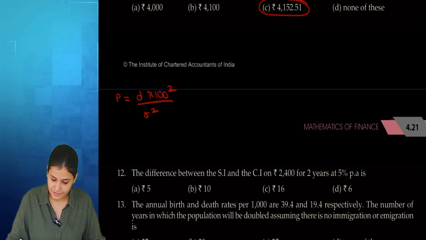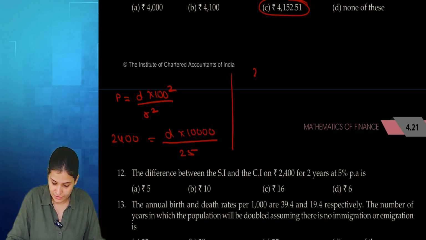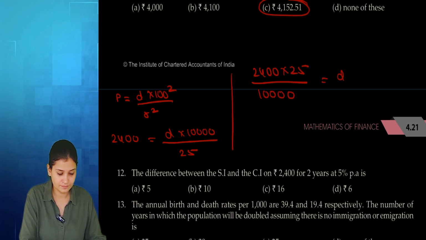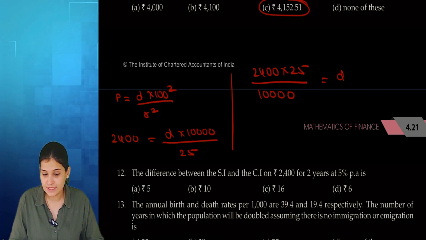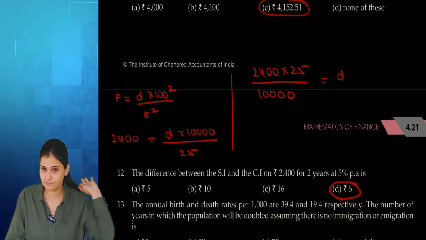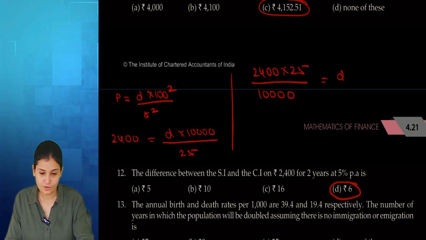We have to find the difference here. So this is 2400, D into 100 square, R square 2500. We have to find out the difference. Answer? ₹6. The difference is 6, ma'am. Perfect. Everybody? Yes, ma'am. Got the answer, guys?